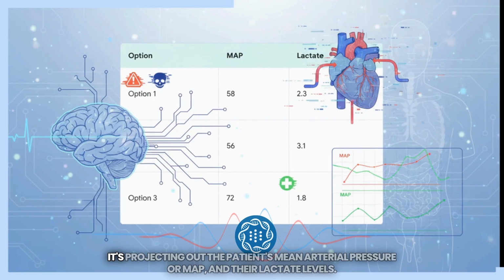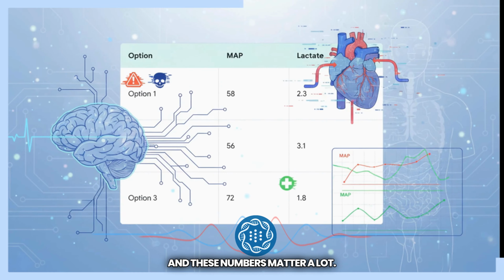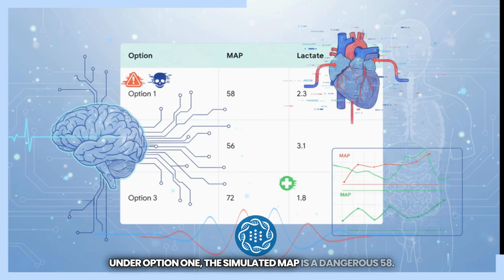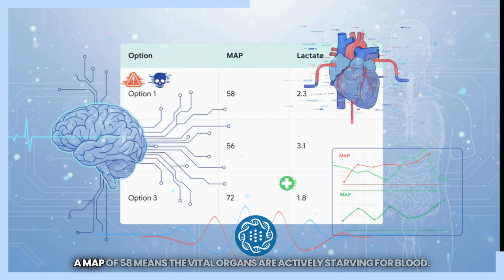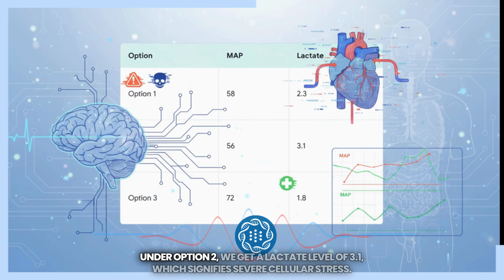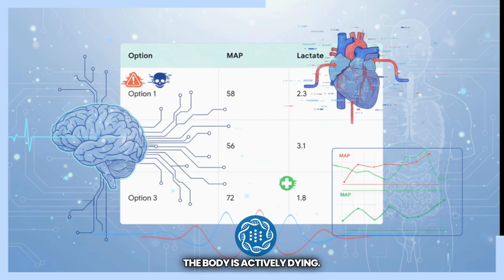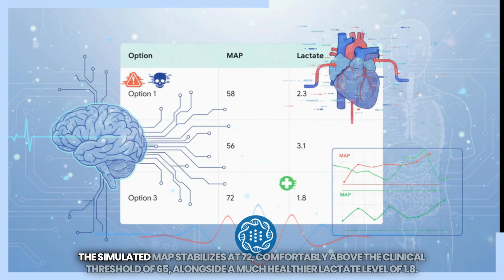Looking directly at the working data from the paper, we can actually see SepsisAgent thinking through its options. It's projecting out the patient's mean arterial pressure, or MAP, and their lactate levels, and these numbers matter a lot. Under option 1, the simulated MAP is a dangerous 58. A MAP of 58 means the vital organs are actively starving for blood. Under option 2, we get a lactate level of 3.1, which signifies severe cellular stress. The body is actively dying. But look at option 3. The simulated MAP stabilizes at 72, comfortably above the clinical threshold of 65, alongside a much healthier lactate level of 1.8.